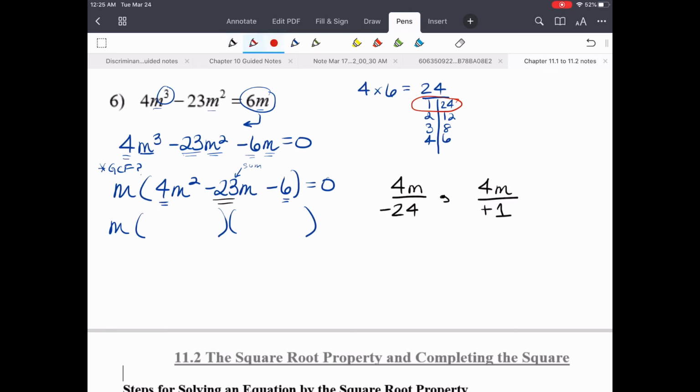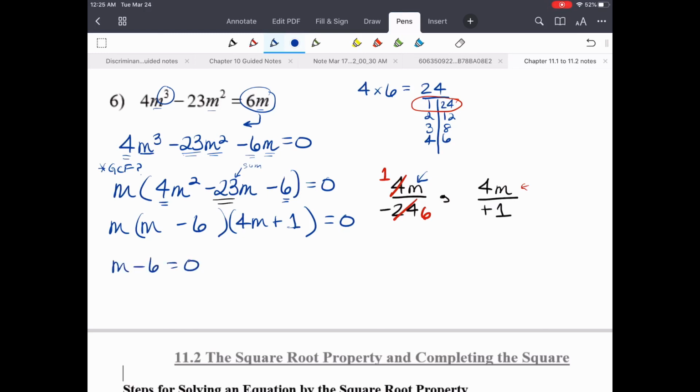Next thing you want to do is reduce those. You can reduce these by 4, so you get 1 over 6, and this one does not reduce. So now what you're going to do is you're going to take your solution. So we've got m right here. We've got m minus 6. That's your first binomial. And then the 4m plus 1. That will equal 0. And then I'm going to set up my equations.